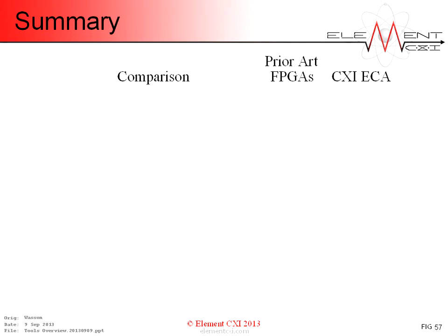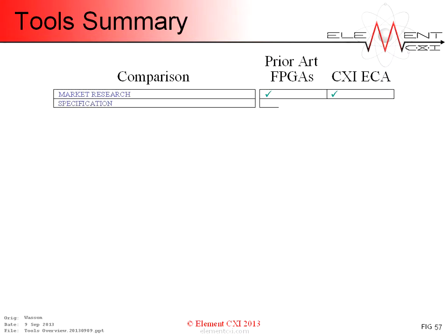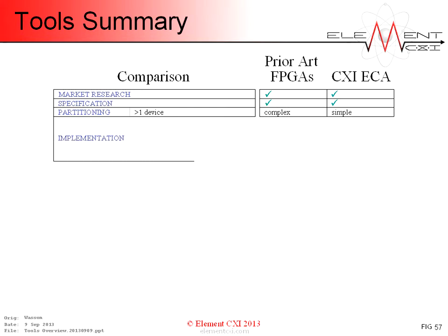To summarize this comparison between FPGA prior art tool requirements and CXI ECA tool opportunities, both need to perform market research and product specification steps, and both would benefit from a multi-device partitioning tool, a complex undertaking for FPGAs, but simple for ECAs. Implementation tool granularity for FPGAs is down at the bit and gate level, but for the ECA is up at the bus and block level.